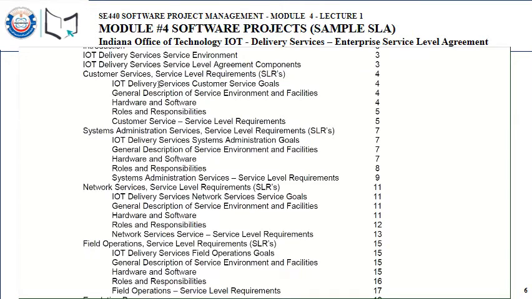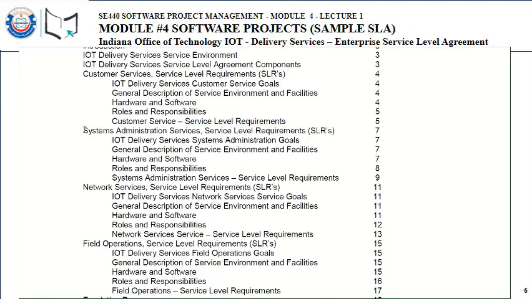Also, for each of them, they talk about the service goals, then the service environment and facilities, and then what is required in the hardware and software from, for example, the customer service perspective, and what are the roles and responsibilities that involve the customer services. Then they wrap up the service level requirements for that perspective, for example, the service level requirements for the customer services.